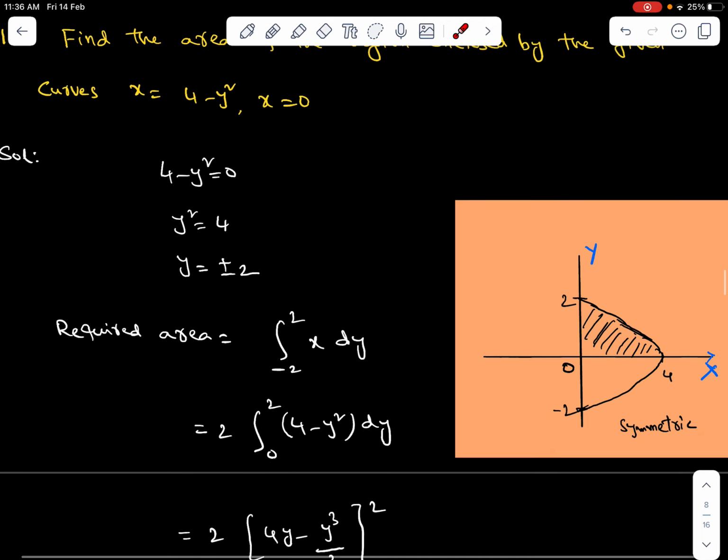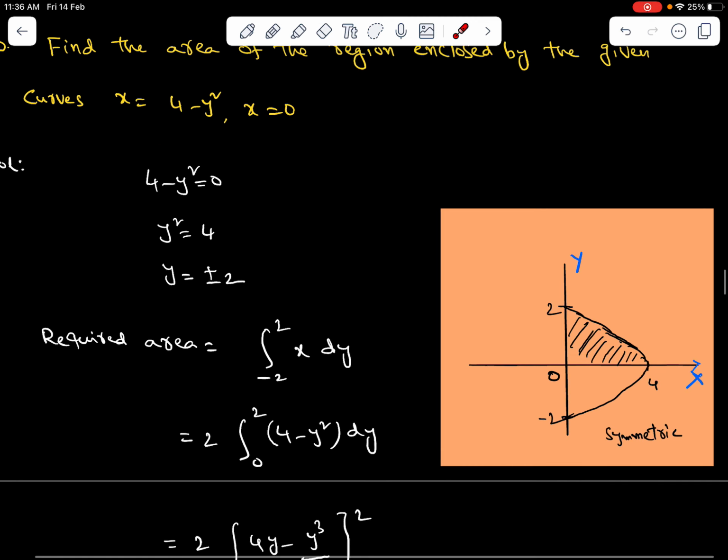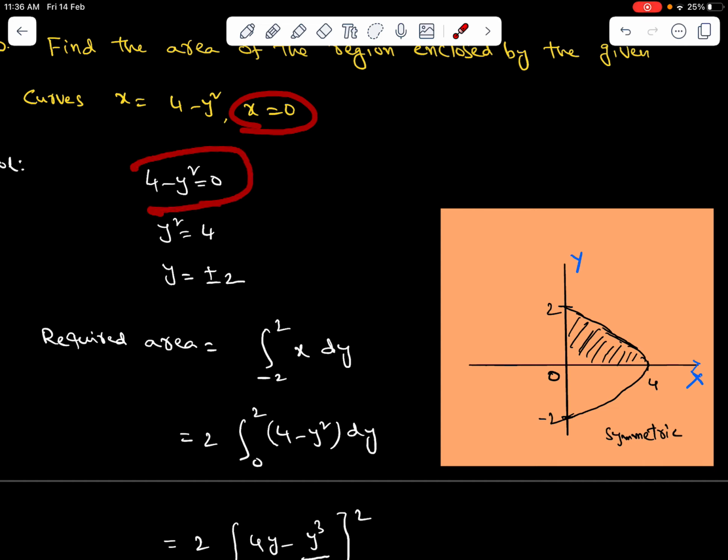Next sum. Find the area of the region enclosed by the given curves: x equal to 4 minus y square, x equal to 0. First of all, you can observe x equal to 0 is given. Therefore, x equal to 4 minus y square and x equal to 0. 4 minus y square equal to 0, y square is equal to 4, y is equal to plus or minus 2.